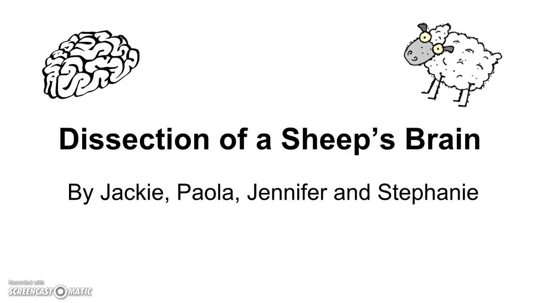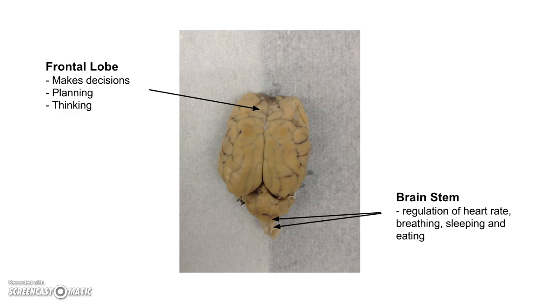This video is going to be an overview of the sheep brain dissection. It's important to know the different functions for the parts of the brain. The frontal lobe is responsible for planning and decision-making and is anterior of the brain.